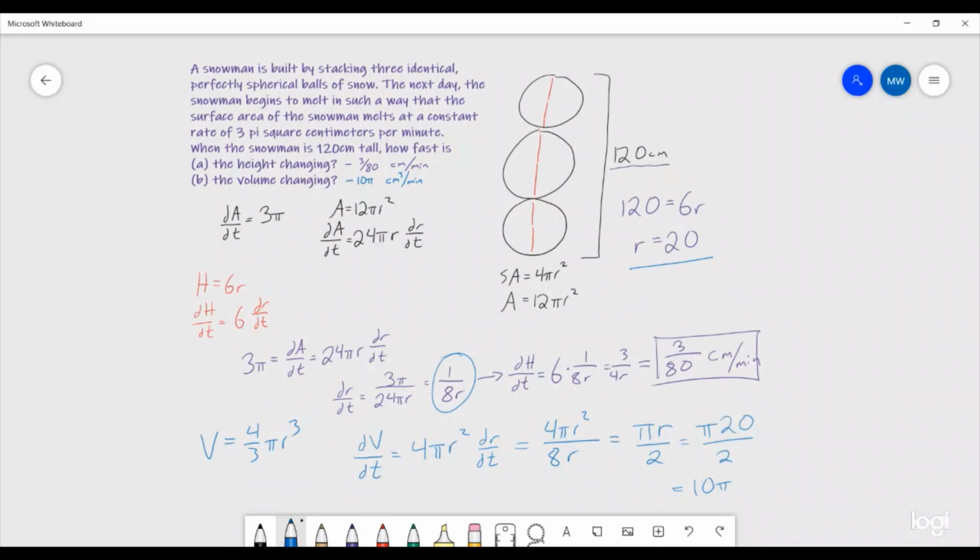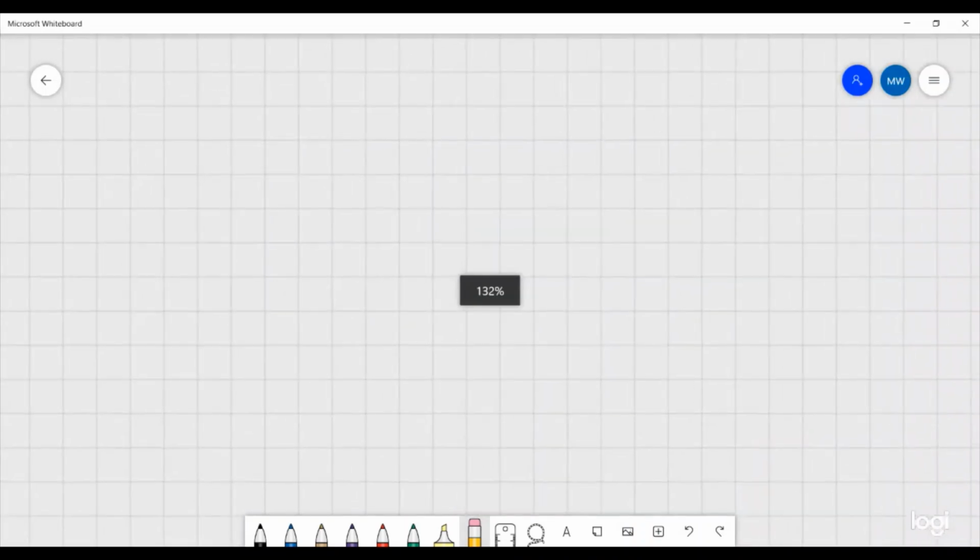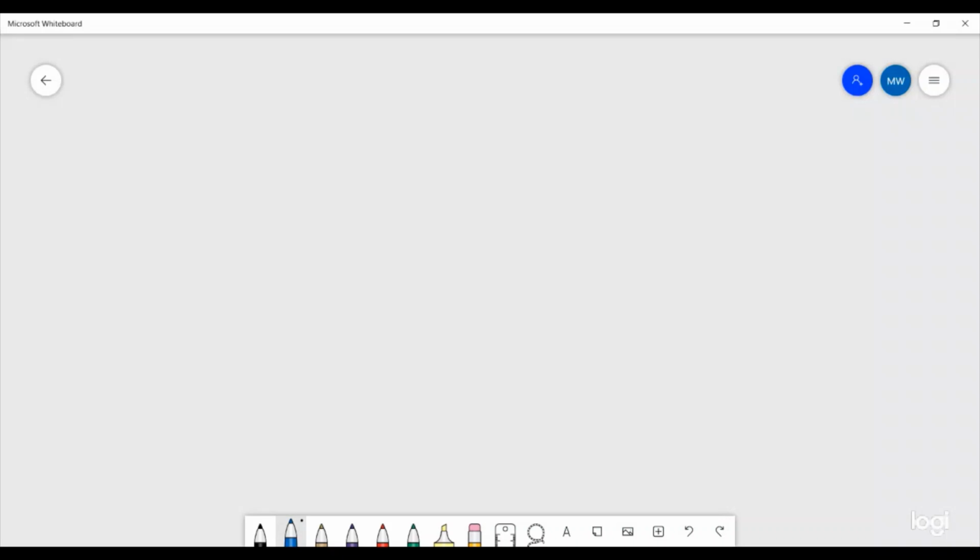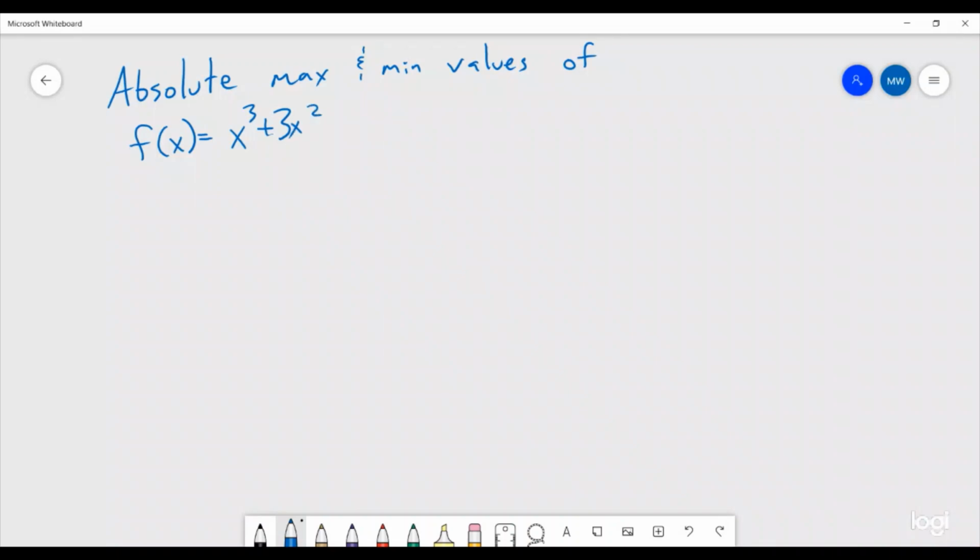So now that we have this, let's move on and try and find some absolute maximums and minimums. So for this problem, you need to find the absolute maximum and minimum values of the function f of x equals x cubed plus 3x squared minus 15x plus 6 on the interval from -10 to 8.